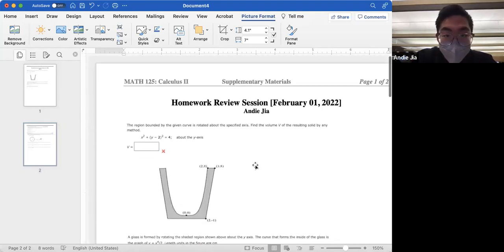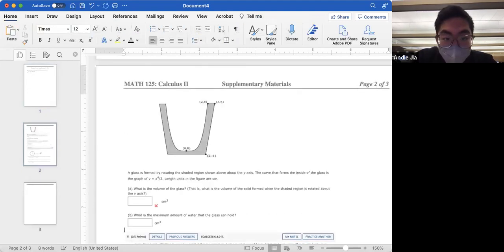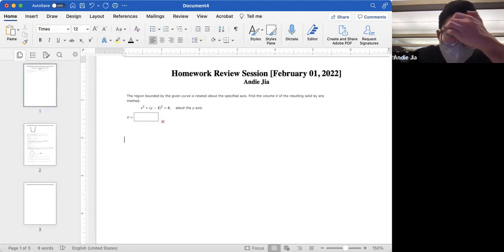Now you can see my screen, right? The first question is asking to find the volume bounded by the y-axis. There are two ways to do this problem. This one is going to be cylindrical shells.